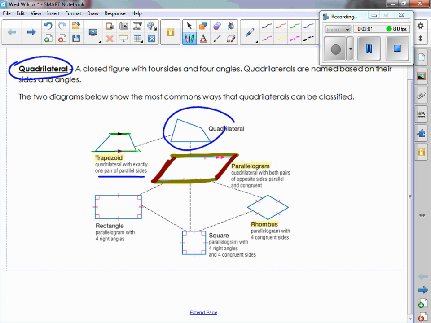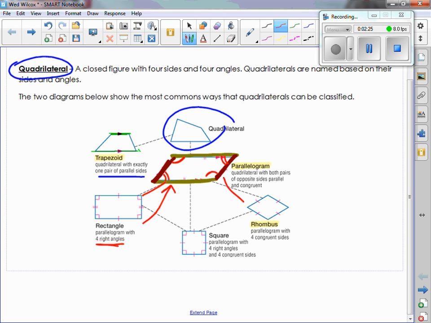We have different types of parallelograms. Parallelograms can be broken into a rectangle. It's a parallelogram with 4 right angles. You'll notice in this picture above, these angles are not necessarily right. Those 2 are obtuse. These other 2 are acute. Whereas in a rectangle, all 4 angles must be right angles.